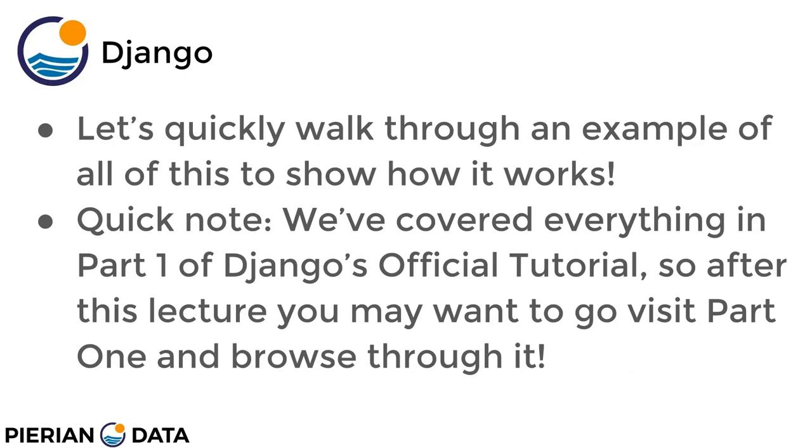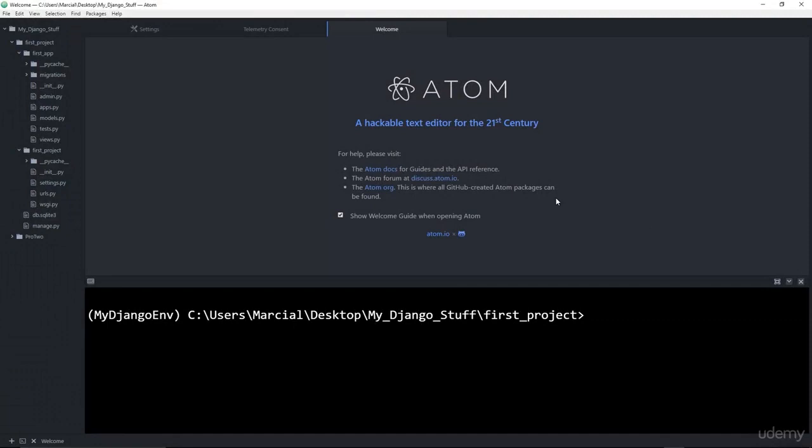So let's quickly walk through an example of all of this just to show how it all works. As a quick note, we've covered everything in part 1 of Django's official tutorial. So after this lecture, you may want to go visit part 1 of that official tutorial and browse through it. You can check the resources for a direct link to it. Alright, with that said, let's jump to Atom and actually code out everything that I just explained. Okay, so here we are at Atom.